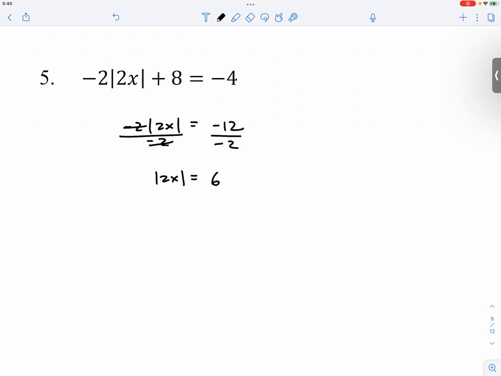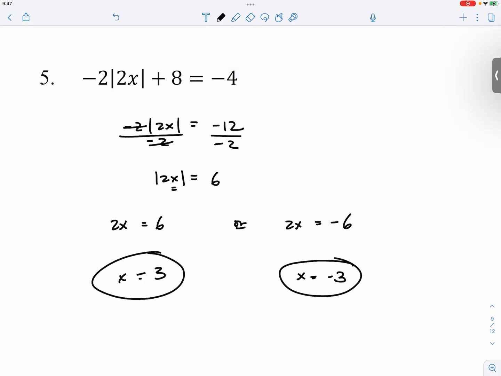Yeah, okay. So we say 2x is equal to 6, or 2x is equal to -6. Or if you are very conceptual, you're like, oh, I can tell what this x is already, because x could be 3 to make it true, or x could also be -3 to make it true.